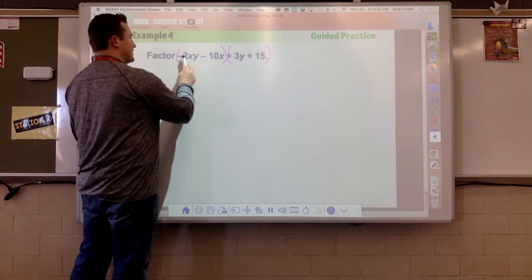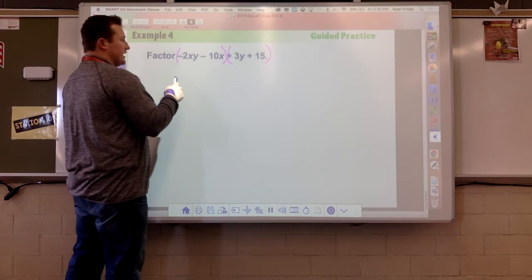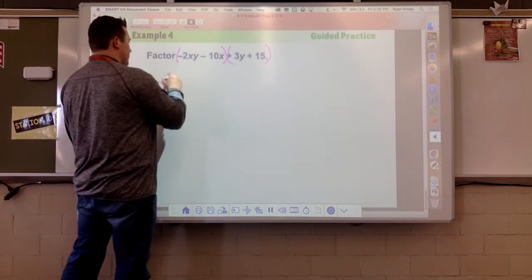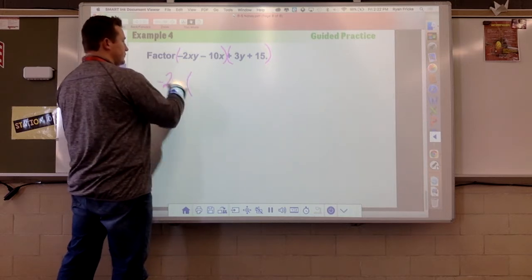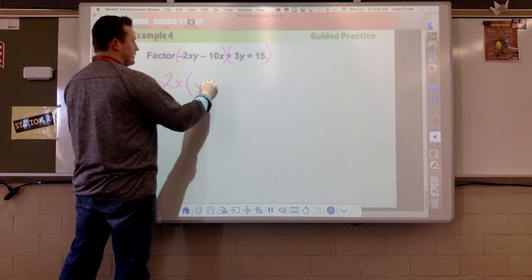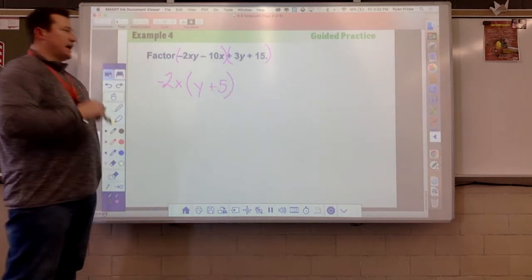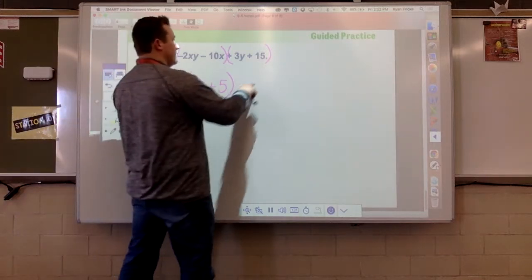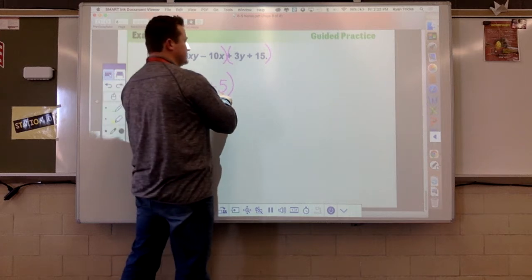Well, looks like 2. Looks like an x. If you'd like to factor out a negative 2, you could do that, right? Negative 2x. Okay, so I'm left with y plus 5. Okay, if you're not sure if you factored it right, guys, distribute it. All right, I need to turn this expression into y plus 5.